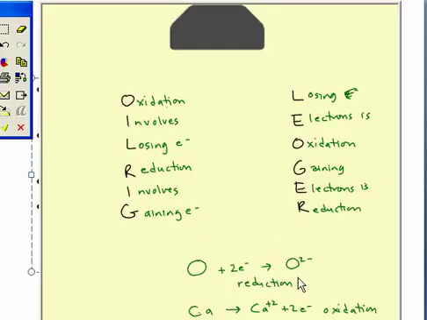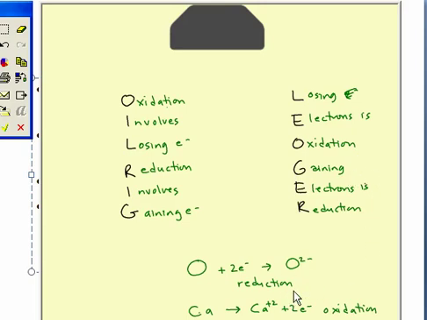So why, if something is gaining electrons, is it called reduction? Well, remember, electrons have a negative charge, and so if something gains electrons like oxygen, then its charge becomes more negative, or reduced. So here are two little mnemonic devices you can use to remember these terms. Here's OIL RIG: Oxidation involves losing electrons, reduction involves gaining electrons. Or LEO the lion says GER: Losing electrons is oxidation, gaining electrons is reduction.